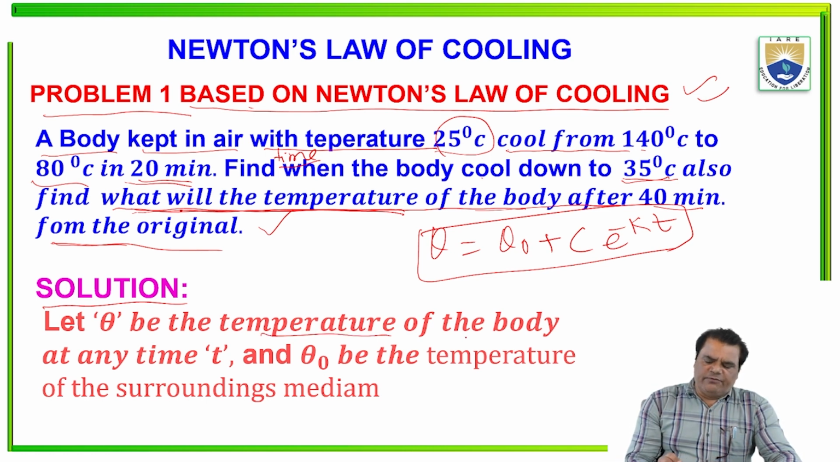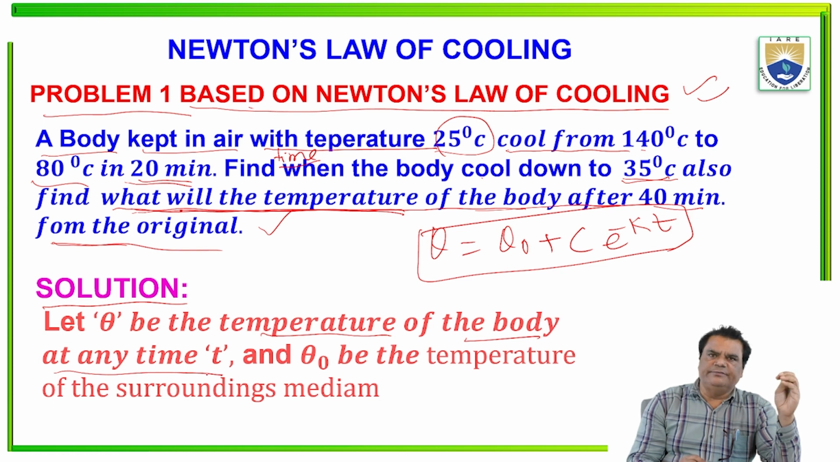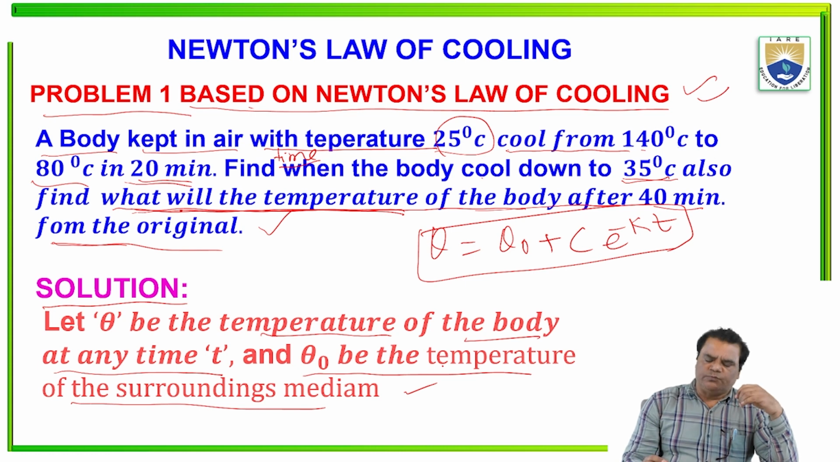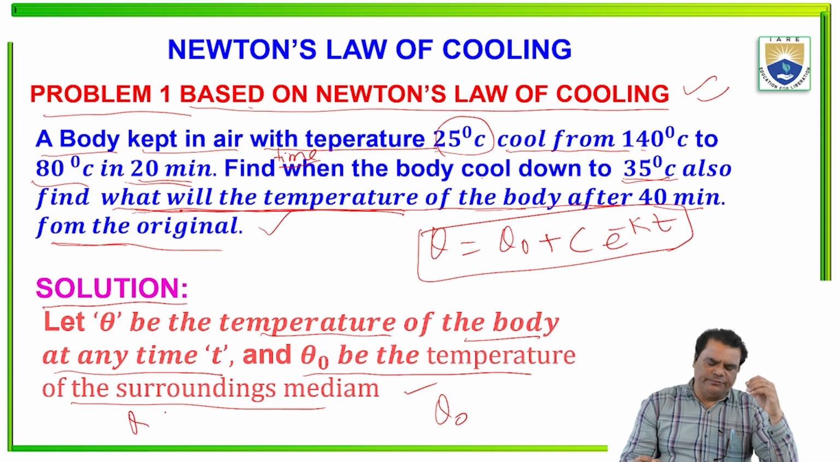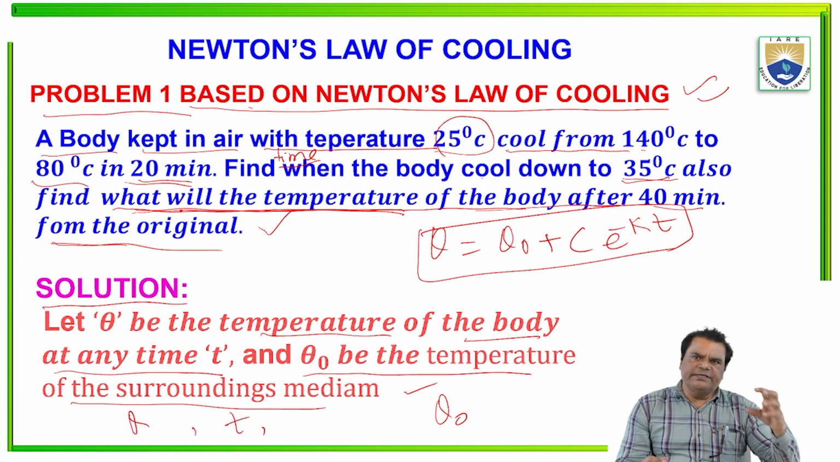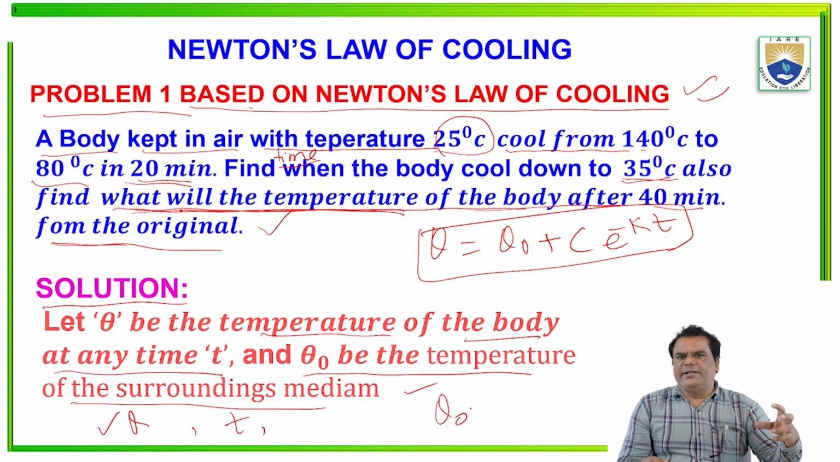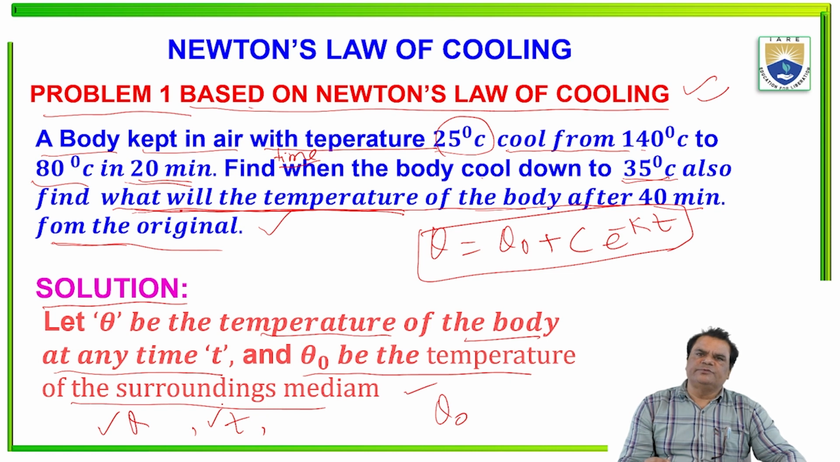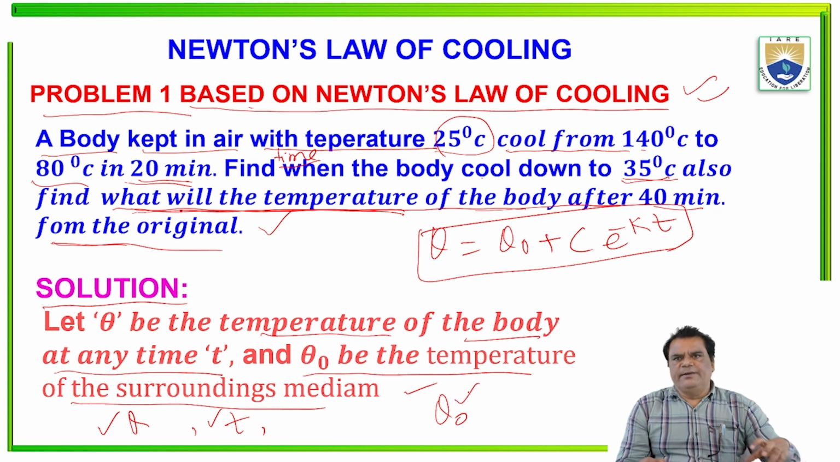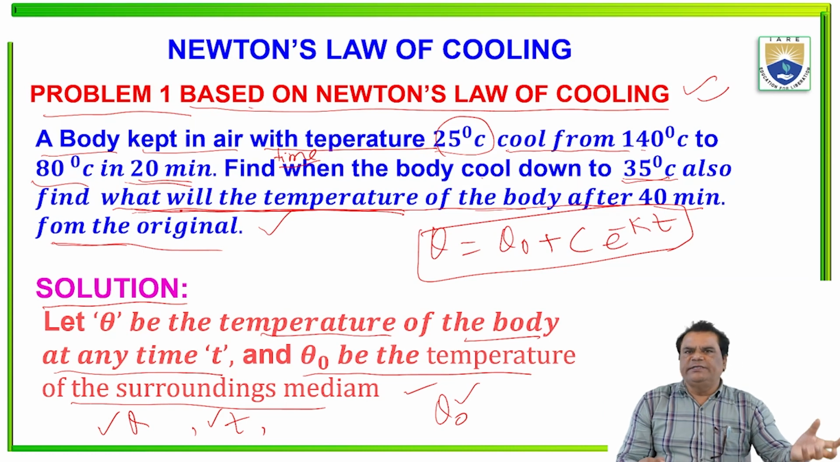Let theta be the temperature of the body at any time t, and theta naught be the temperature of the surrounding medium. Basically, at the start we have three components. One component is theta, the temperature of the body at time t. At that time, theta naught is the temperature of the surrounding medium where the body is kept.